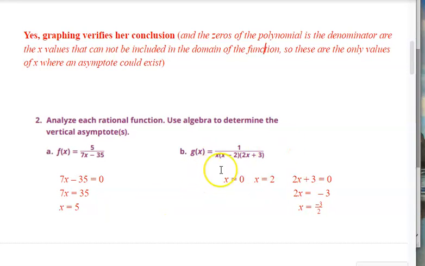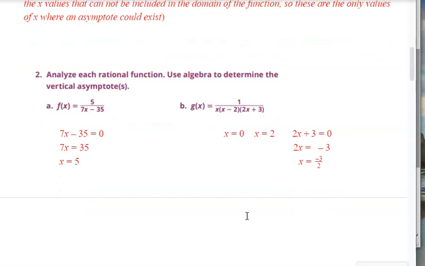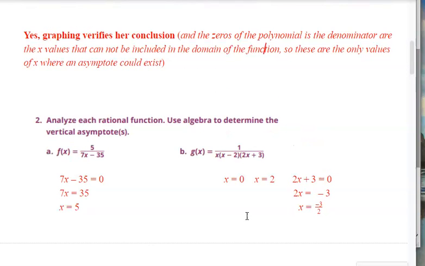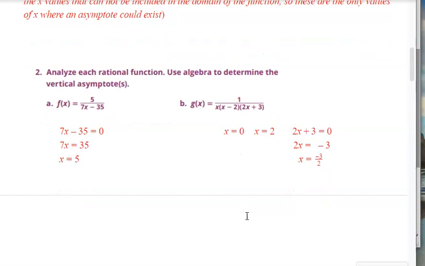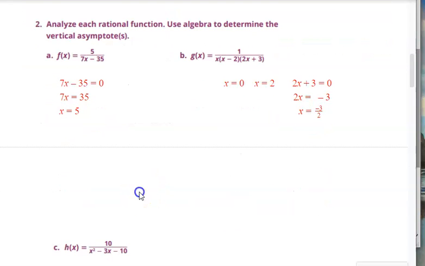The second one, since it's already factored out, is pretty easy as well. Set each factor equal to 0. The first one is just x, so that vertical asymptote would be x is equal to 0. The second factor was x minus 2, so of course you add 2 and you get x equals 2. The third one, I did work that one out. 2x plus 3 is equal to 0, so you would subtract your 3 and divide by your 2. So your vertical asymptote would be x equals negative 3 over 2. So those are pretty straightforward. You can verify all of those by graphing in the graphing calculator, and it does tell us to do that. So I'll leave that for you guys.